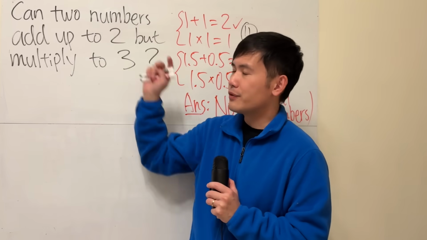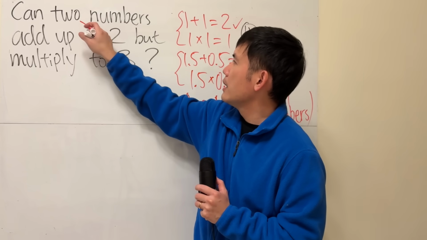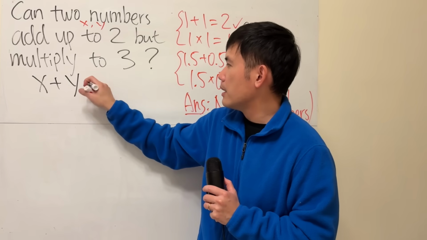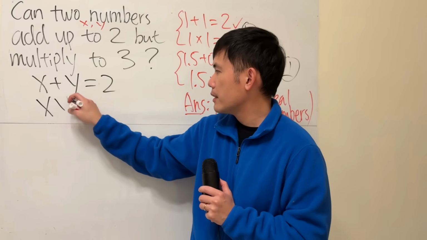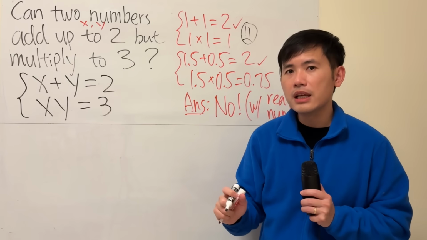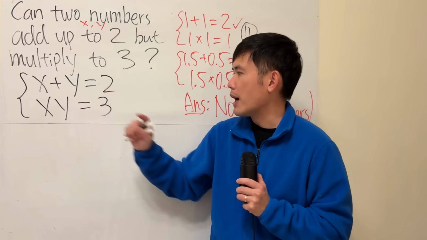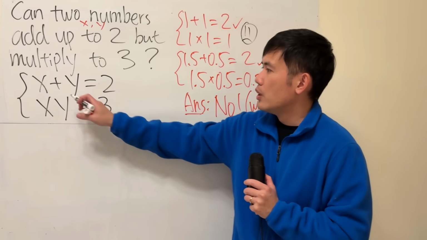So firstly, we want to have two numbers. I'm just going to call them x and y right here, right? So I need to have x plus y, that has to be 2. And then when they multiply, that has to be 3. So we have a system of equations. And this is a nonlinear system of equations because we have x times y. To solve this, we can use substitution.